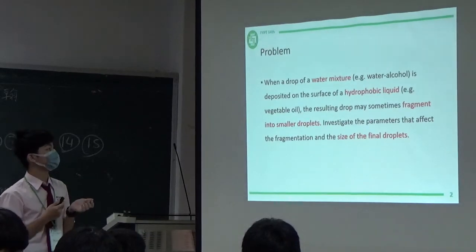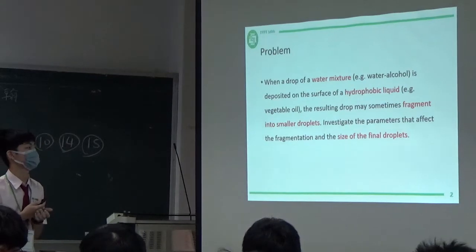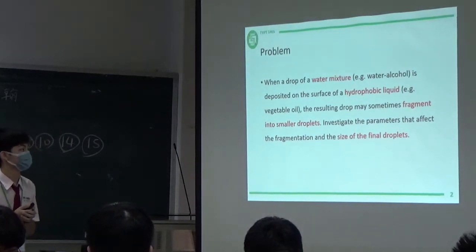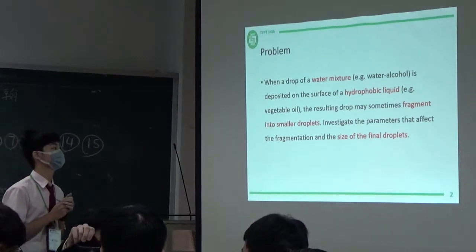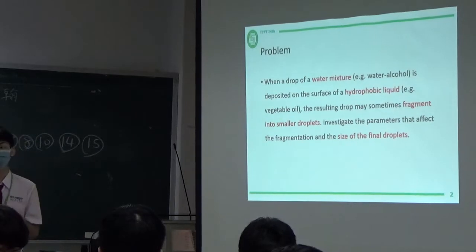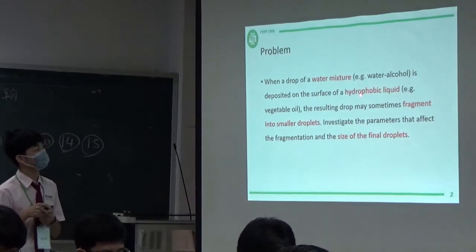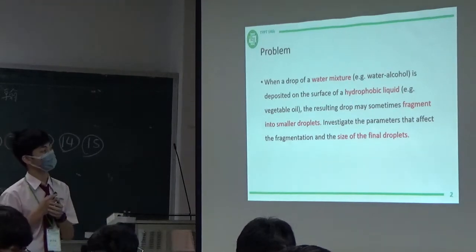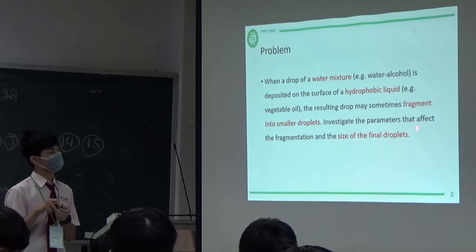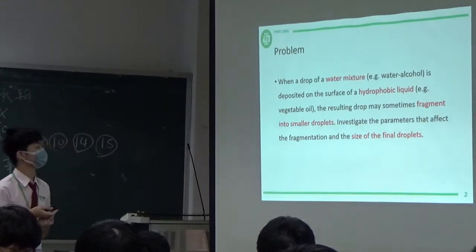When a drop of water mixture like water-alcohol is deposited on the surface of a hydrophobic liquid like vegetable oil, the resulting drop may sometimes fragment into smaller droplets. Investigate the parameters that affect the fragmentation and the size of the final droplets. So here we can see that we should use a water mixture and a hydrophobic liquid as our surface. What we focus on is the size of the final droplets, and we do talk about the fragmentation here.